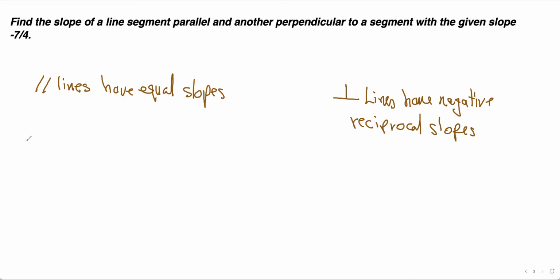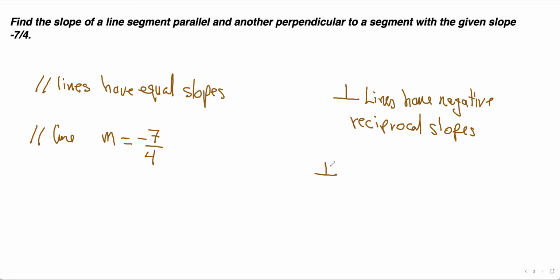So therefore, the parallel line will have slope m equal to -7 over 4, because it would be the same as this slope, since this line here is parallel to the line given here. Okay, but how about if it's perpendicular?